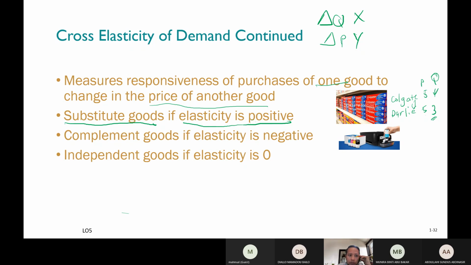But for complementary goods, in this case ink and printer, if the price of ink increases, the quantity of printers would decrease. So usually this is negative in terms of the results. For goods that are independent, usually the elasticity is 0 because it doesn't have any relation to the other product. So this is the cross elasticity of demand.